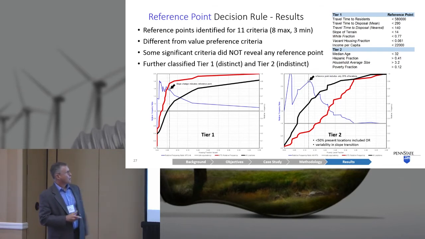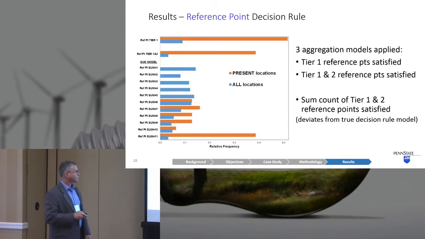So classified then as Tier 1 and Tier 2, just understand that some thresholds are more obvious than others. So here's a sum of that. The top line shows in orange the present location, relative frequencies that made the test, that satisfied all of these criteria thresholds. And you can see about 50% of the actual waste transfer locations satisfied that goal versus about 10% of general locations. So we didn't catch everything, but applying this method, we definitely showed a strong bias towards the waste transfer station.